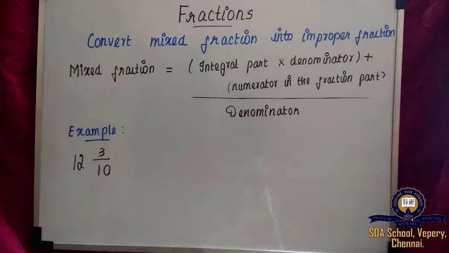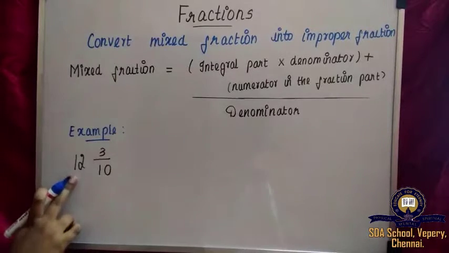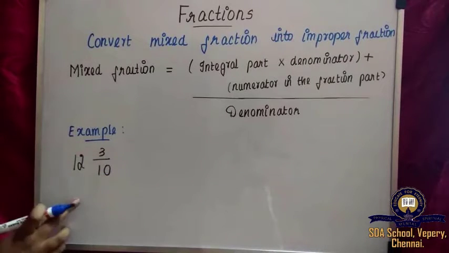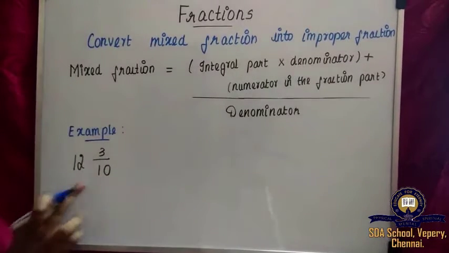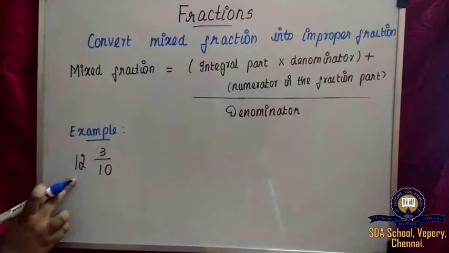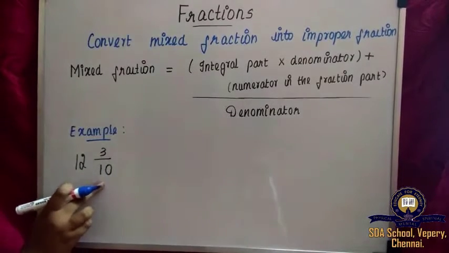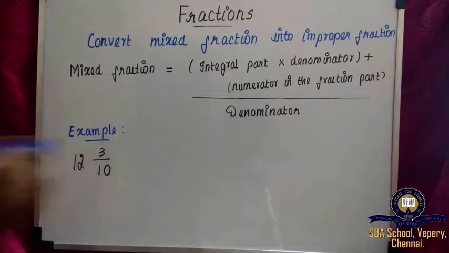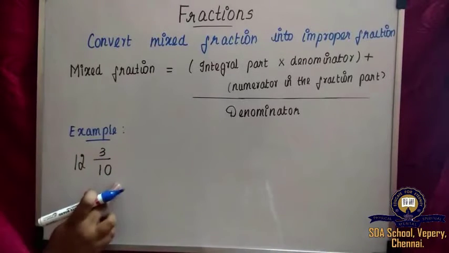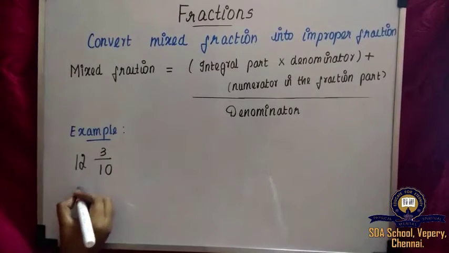Convert mixed fraction into improper fraction. So the formula is mixed fraction is equal to integral part into denominator plus numerator in the fraction part, divided by the denominator. So look at this example, 12 3/10. This is a mixed fraction. We want to convert this mixed fraction into improper fraction. So here the integral part is 12 and the fraction part is 3/10 and the denominator is 10. The numerator in the fraction part is 3. So now we will convert 12 3/10 into improper fraction.